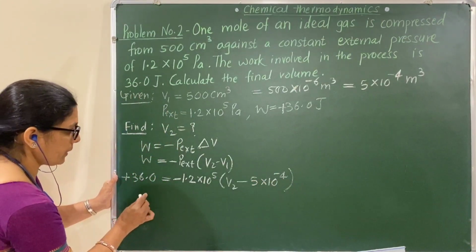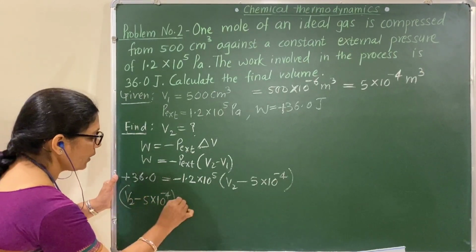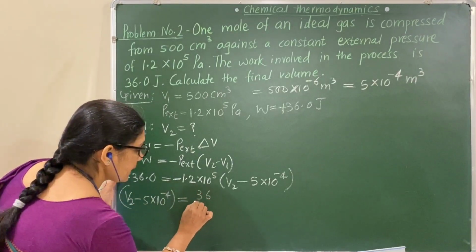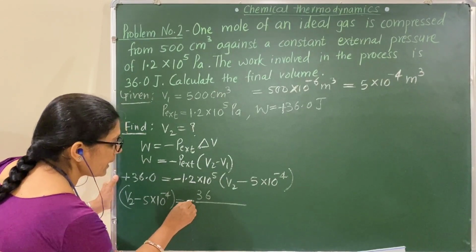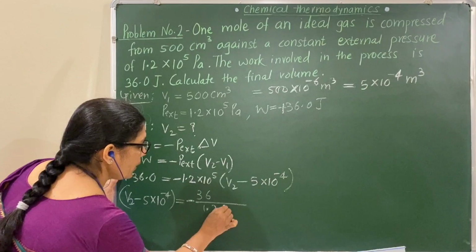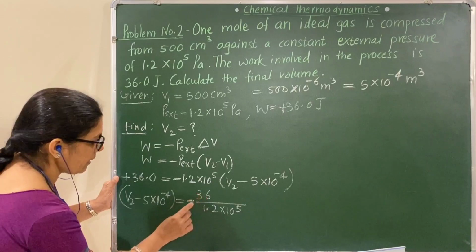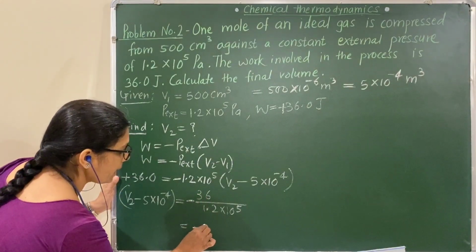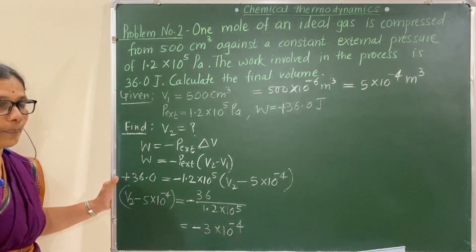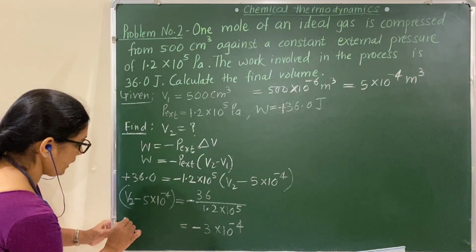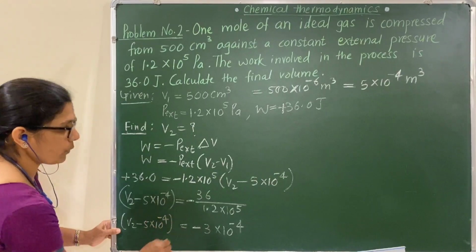Okay, now first shift this here, therefore V2 minus 5 into 10 raised to minus 4 is equal to 36 divided by minus 1.2 into 10 raised to 5. Now make it 12. 12 3s are 36. Therefore, minus 3 into 10 raised to minus 4. Okay. Now, V2 minus 5 into 10 raised to minus 4 is equal to this one.